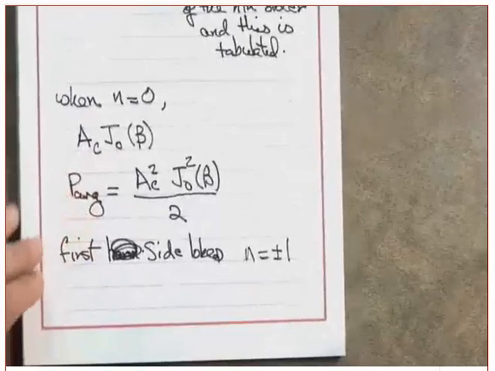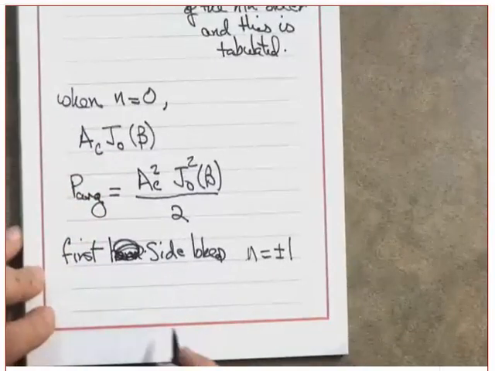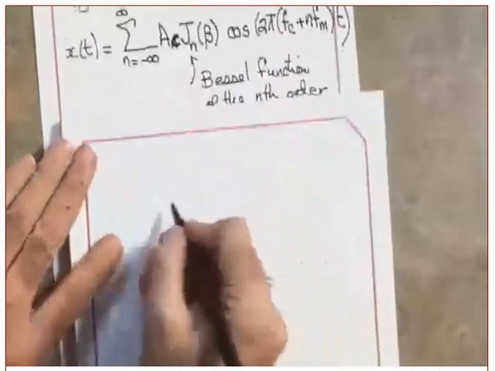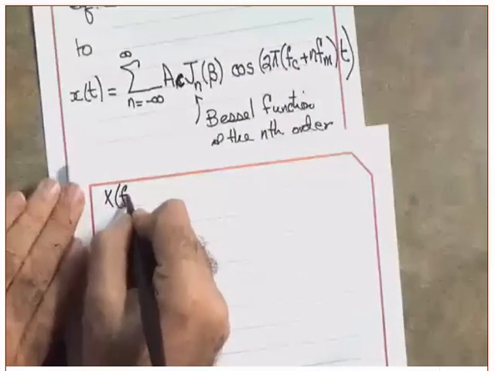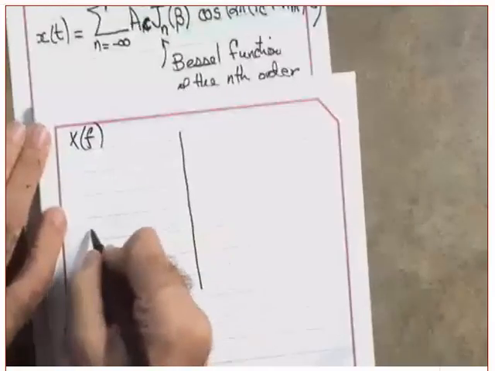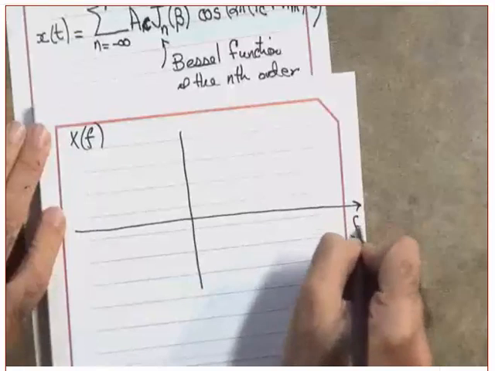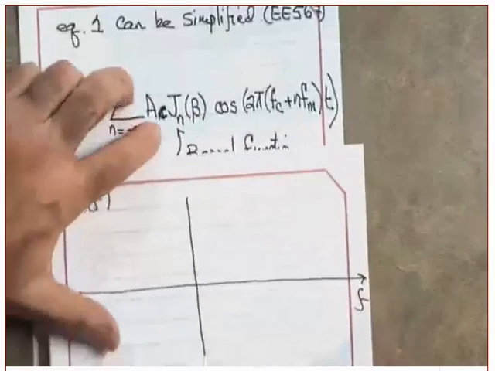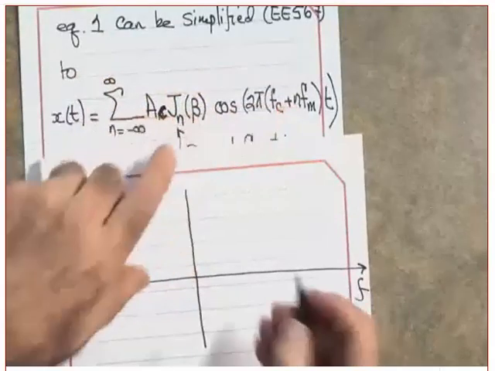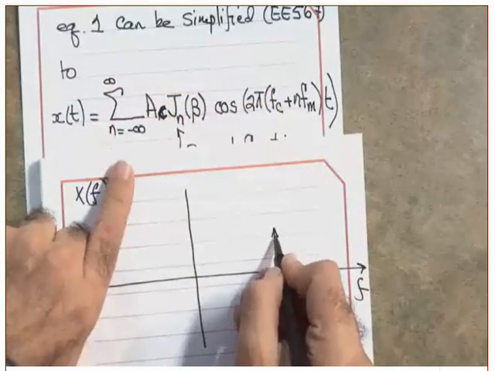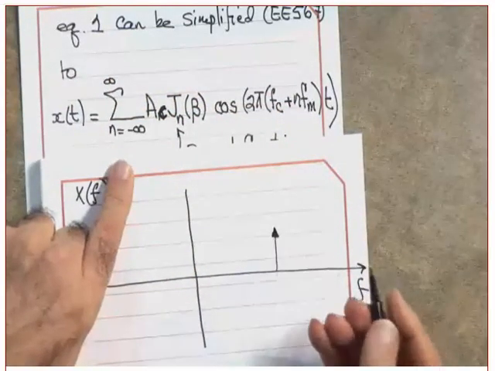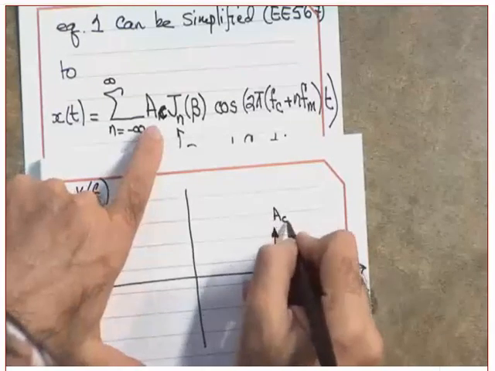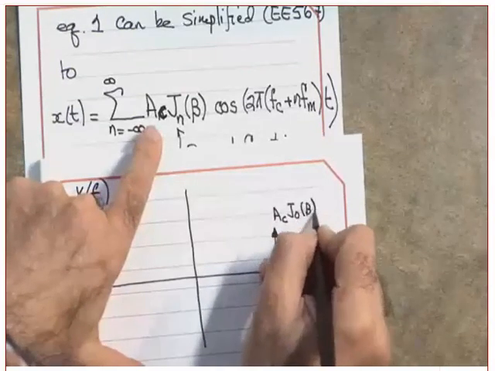I'm still waiting. What is the average power? First of all, let's sketch the spectrum before you answer this question. Can you sketch the spectrum for me? The spectrum, so this is X of F. Let's sketch it on one side. The other side is the mirror image. Sketch it for me. At n equal to zero, what do I have? An impulse? Yes or no? What is it? Ac J zero of beta.